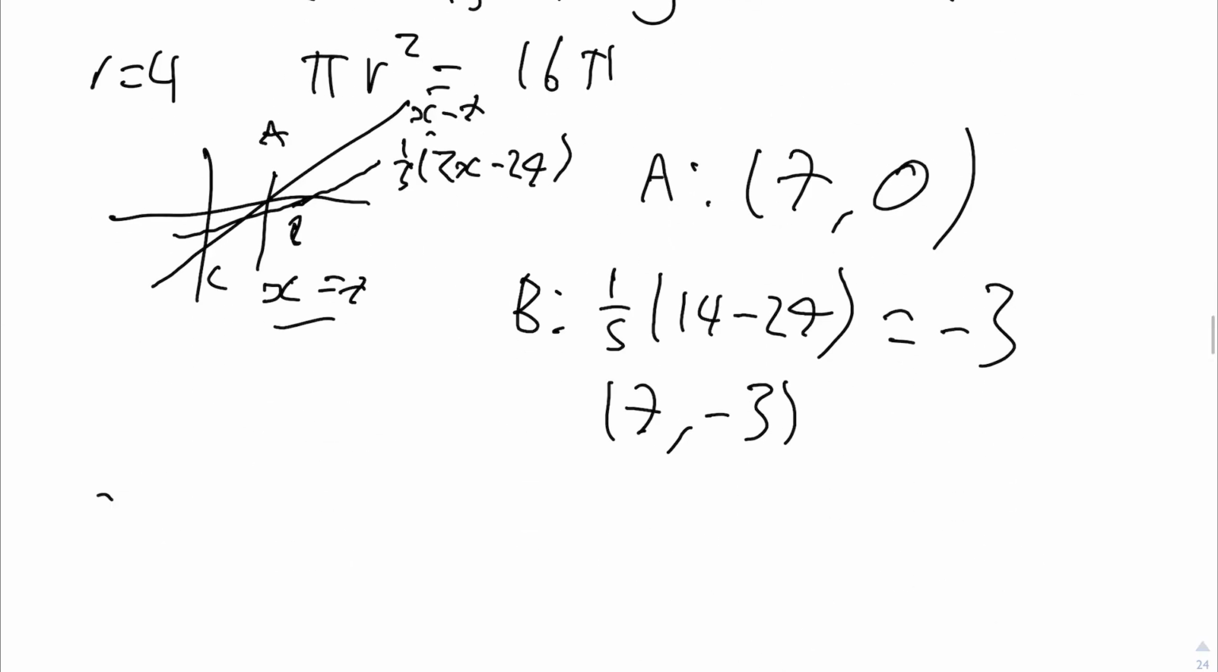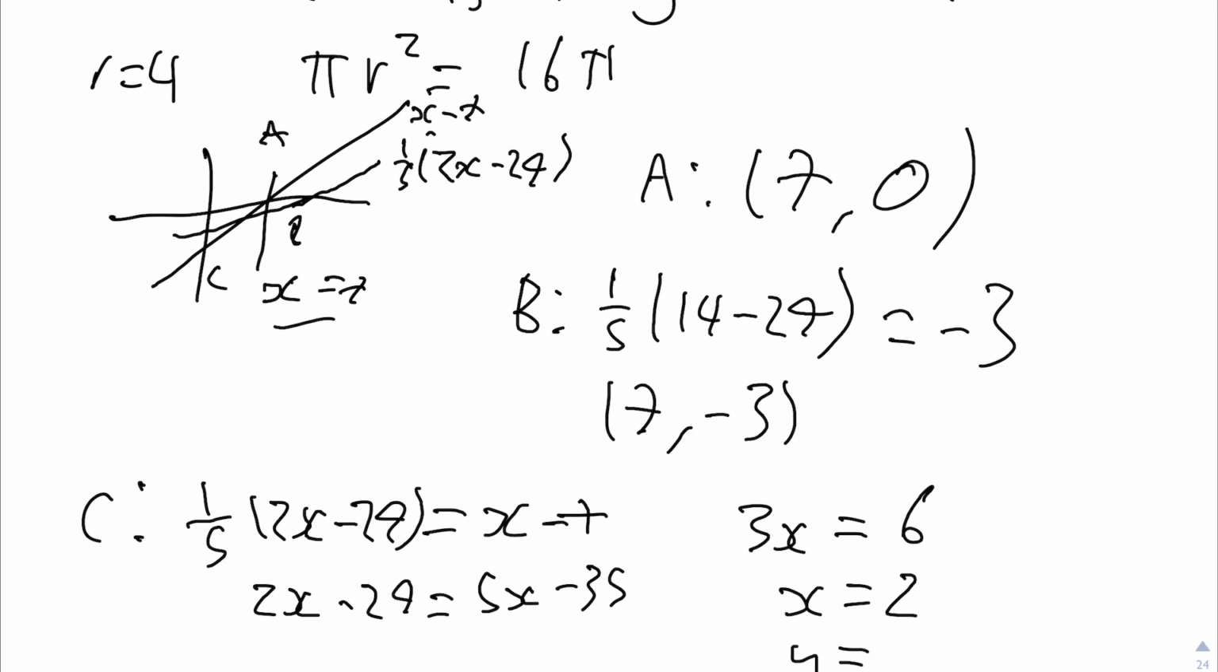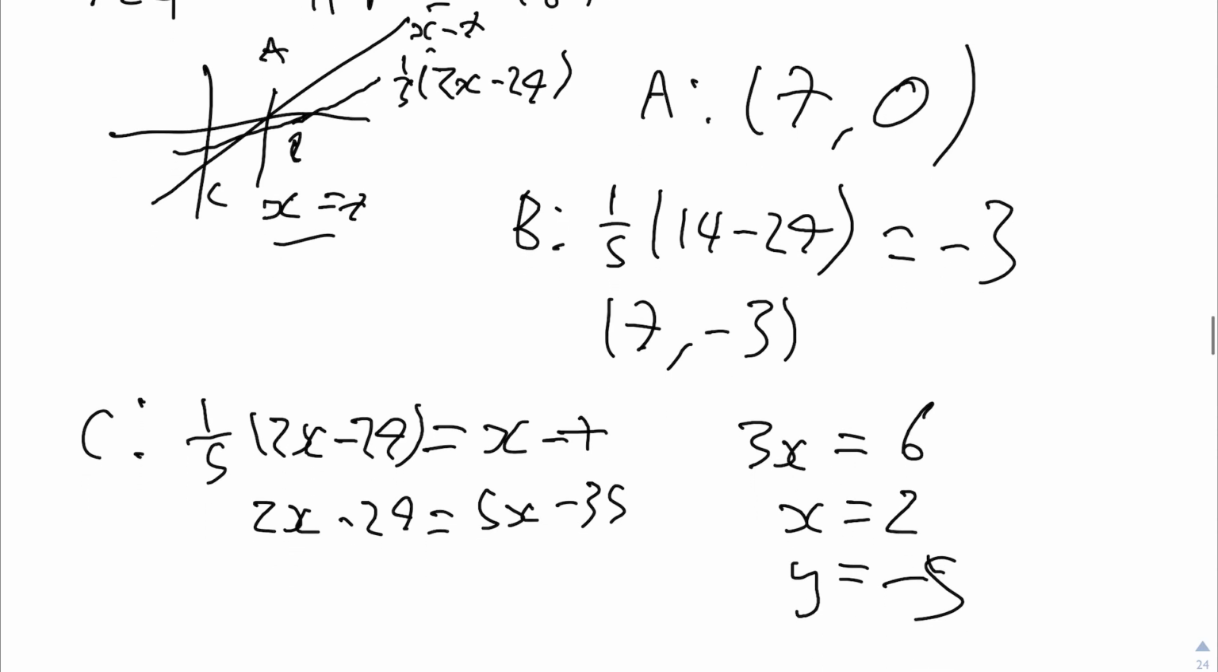So we have (7, minus 3). And then point C is the intersection of these two lines. So we have a fifth of 2x minus 29 equals x minus 7. So we have 2x minus 29 equals 5x minus 35. So then we have 3x equals 35 minus 29, which is 6. So we get x equals 2. And y equals x minus 7, which is minus 5. So this is just (2, minus 5).